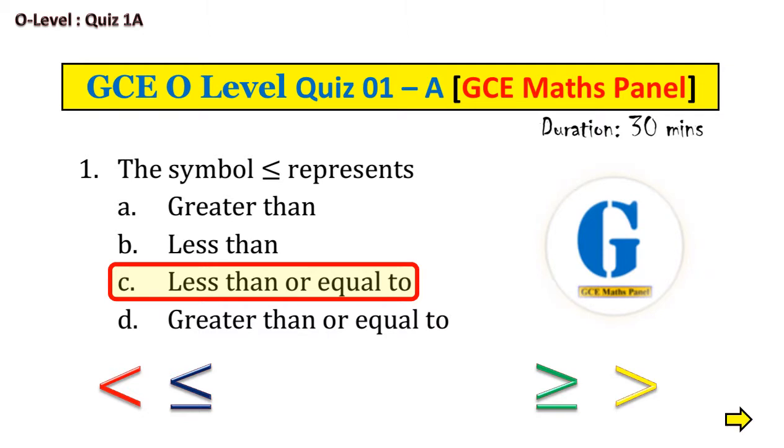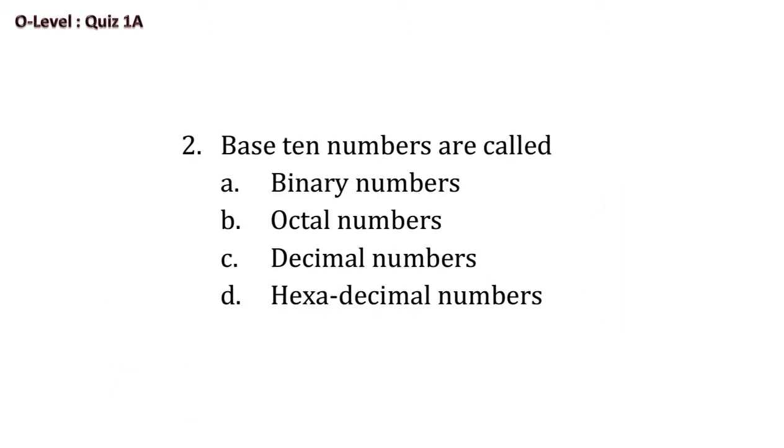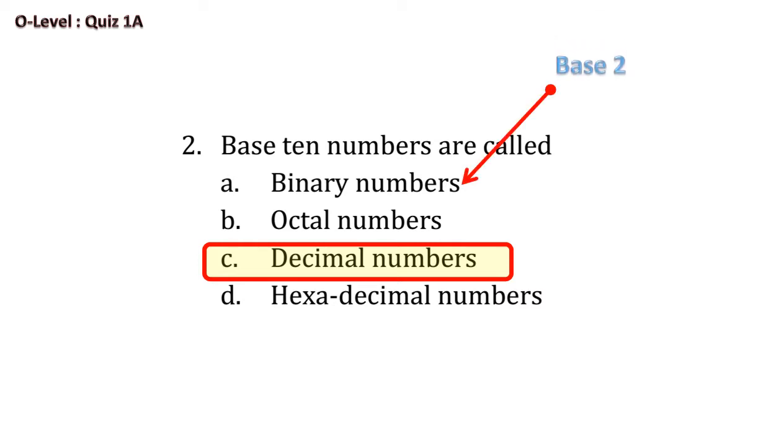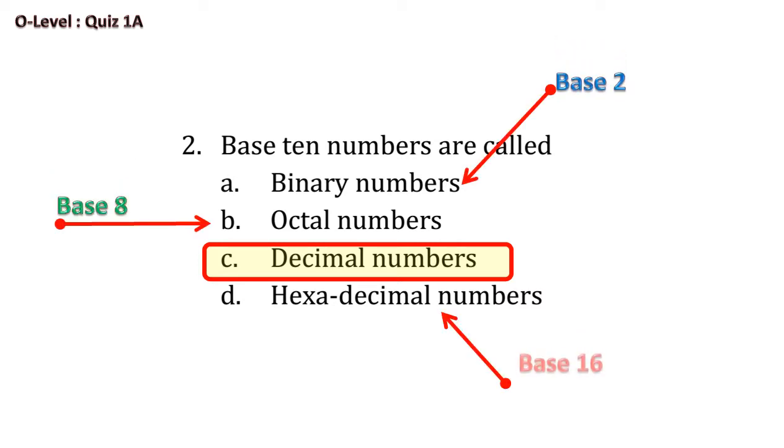Question 2. All base 10 numbers are called decimal numbers. And these decimal numbers are 0, 1, 2, 3, up to 9. 10, 11, and so on are not numbers or digits in base 10. Binary numbers are base 2, octal numbers are base 8, and hexadecimal are base 16.